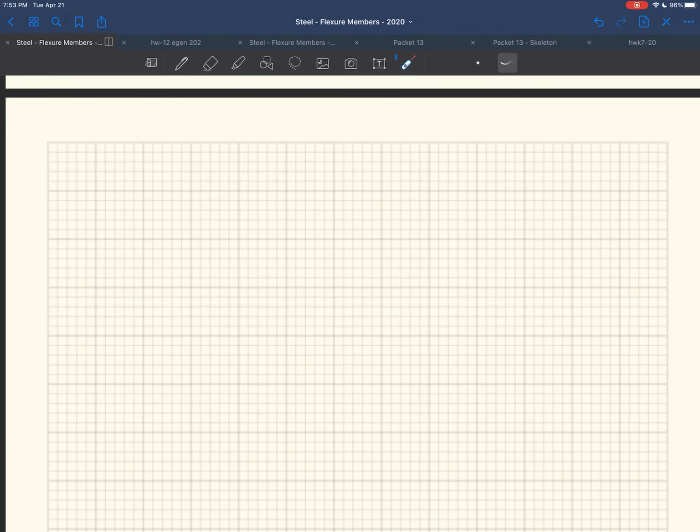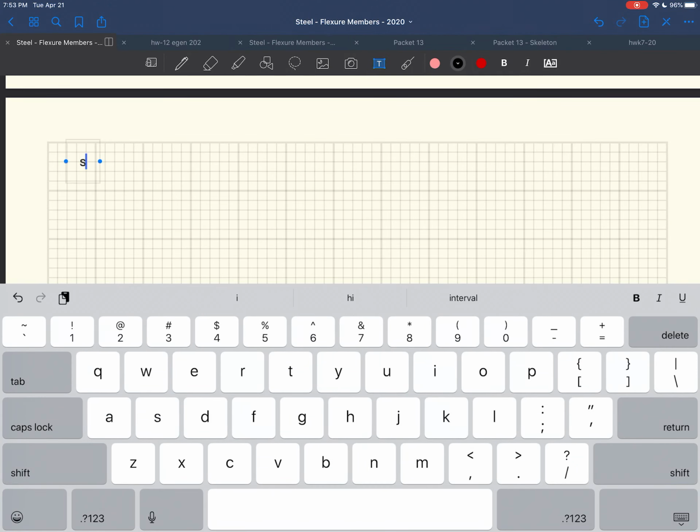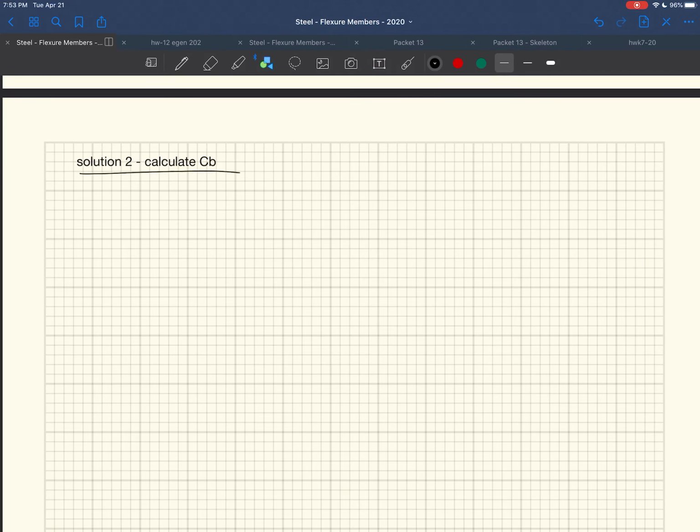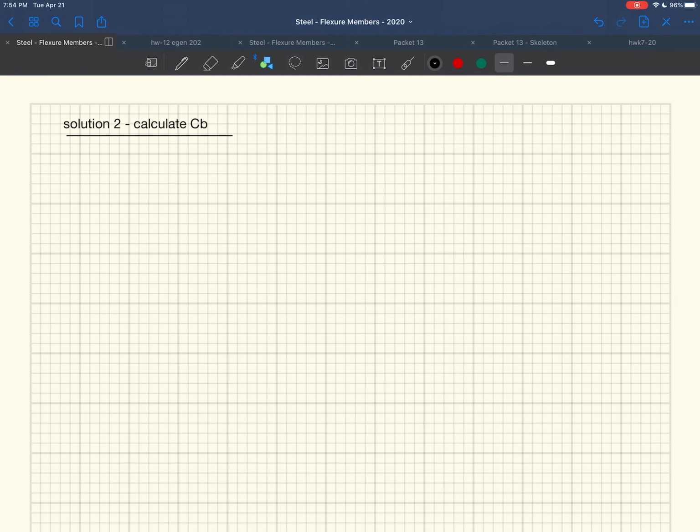Okay, so this would be the more complicated way of checking your capacities here. This is by calculating Cb. Okay, so this would be, I made the problem statement part A and part B. So solution 2, calculate Cb. Okay. And so you do the same thing. You come down and you look at interval 1 and interval 2. Okay, so interval 1, let's do that one first.